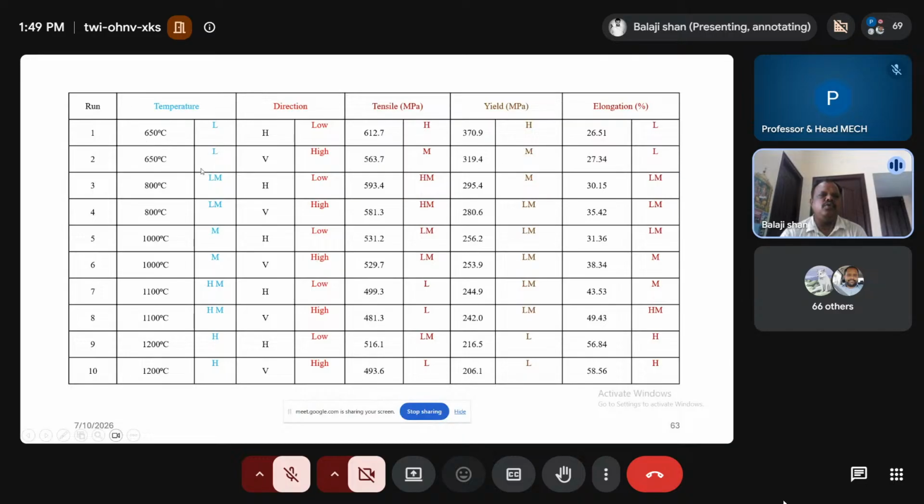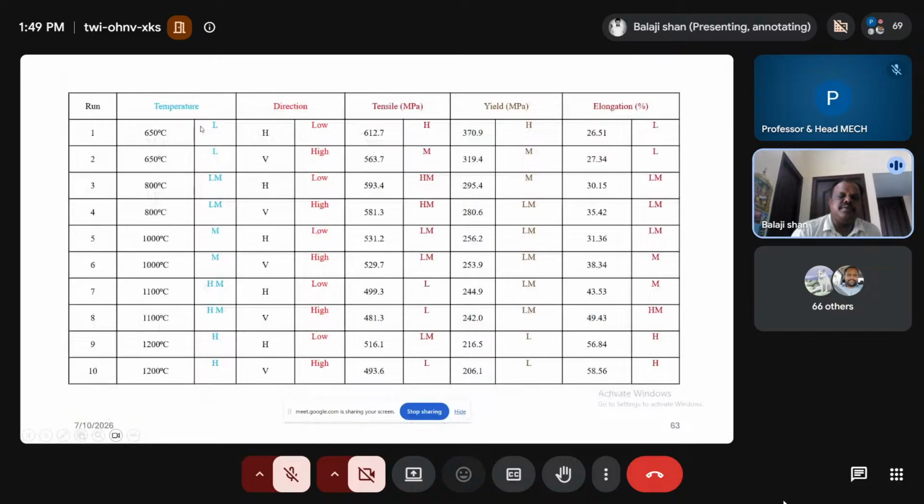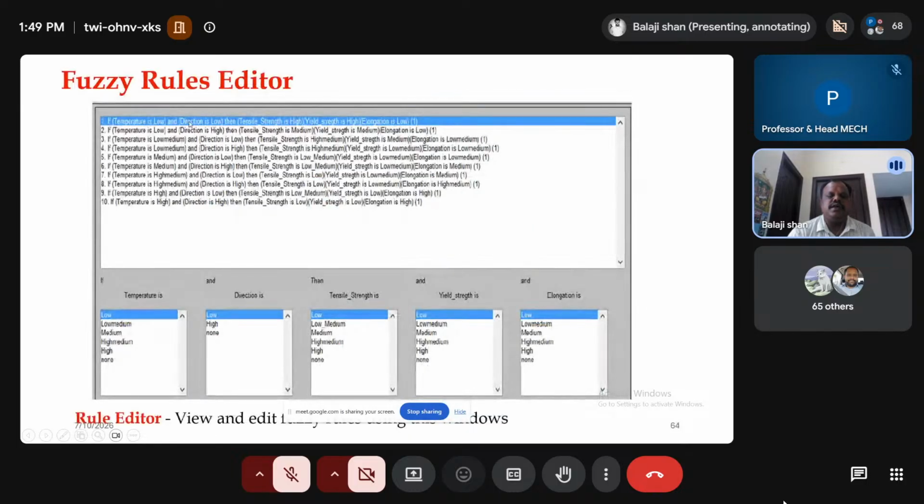So 650 is low, 800 is low medium, 1000 is medium, 1100 is high medium, and 2200 is high. Based on the first condition, the temperature 650 is low and direction is high, the tensile strength is high, yield strength is high and elongation is high. The same rule should be developed in the fuzzy rules editor.